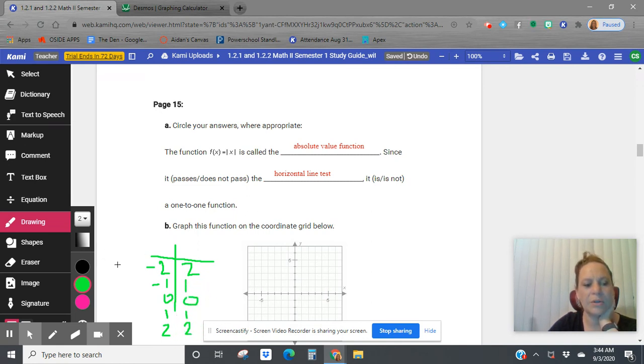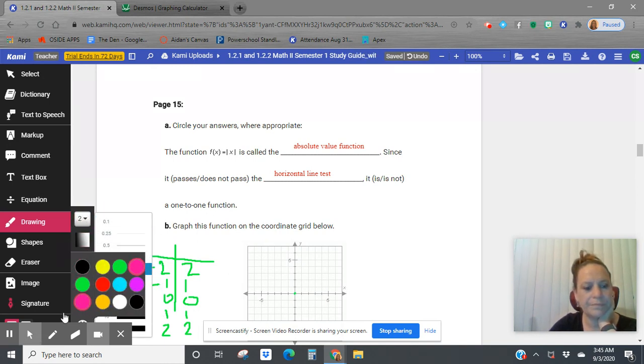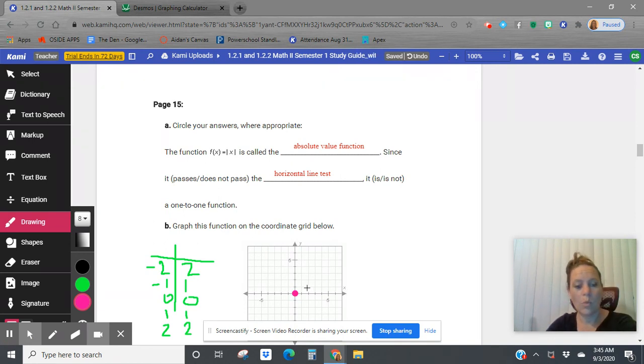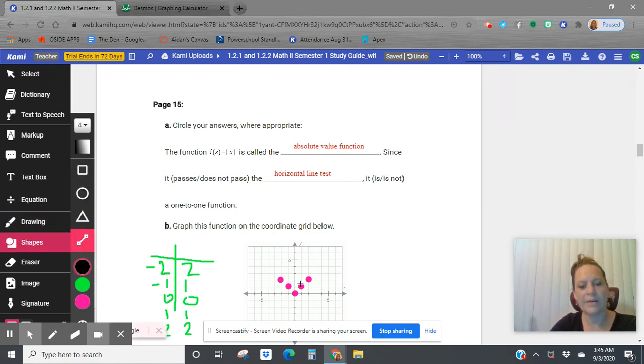Let's go plot those dots over on the graph. So picture putting the dot at 0, 0. Picture putting a dot at 1, 1 and -1, 1. Picture putting a dot at 2, 2 and -2, 2. Again, that absolute value graph, those two straight lines, those bars that you picture, I imagine them just going like this together to form this V-shaped graph. So I'm going to go put in this line now.